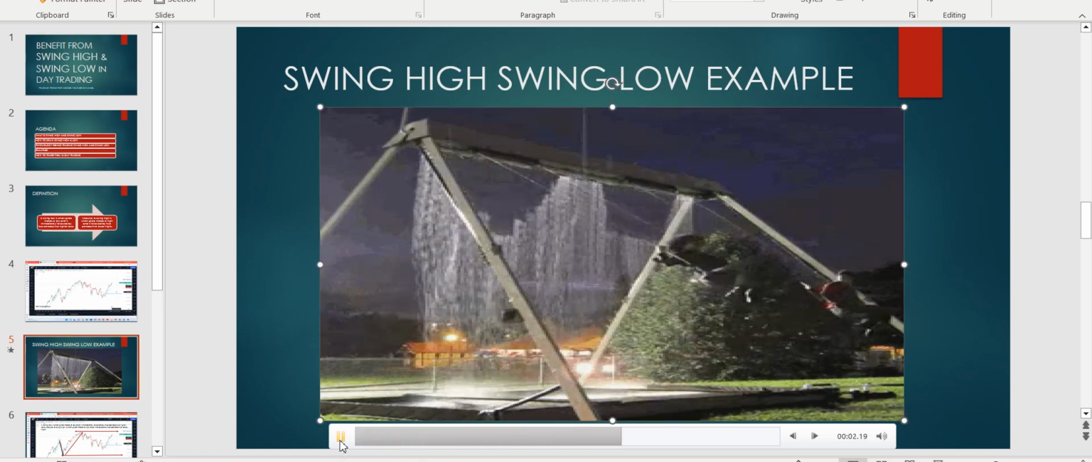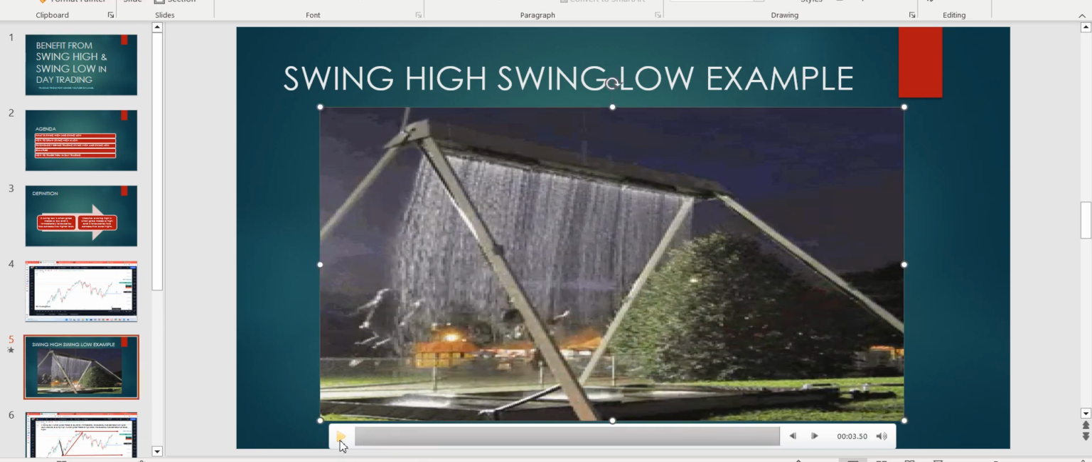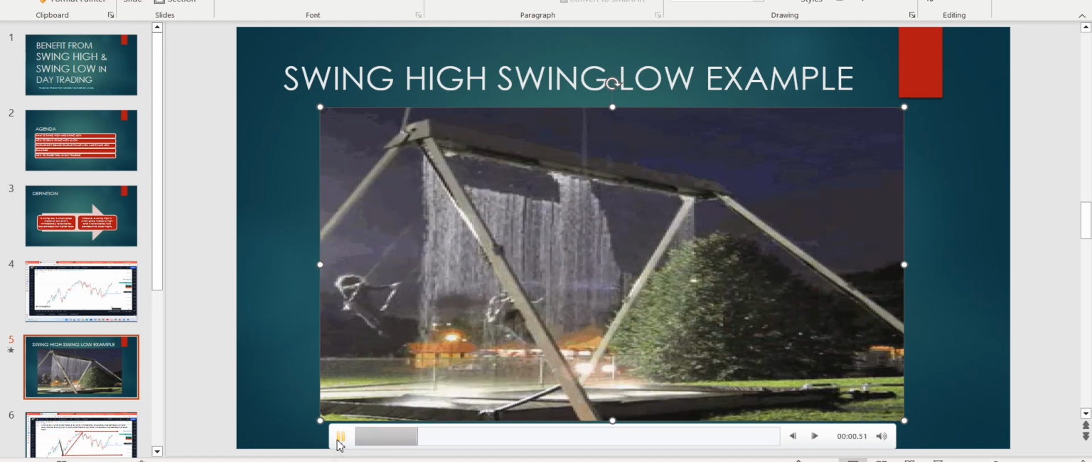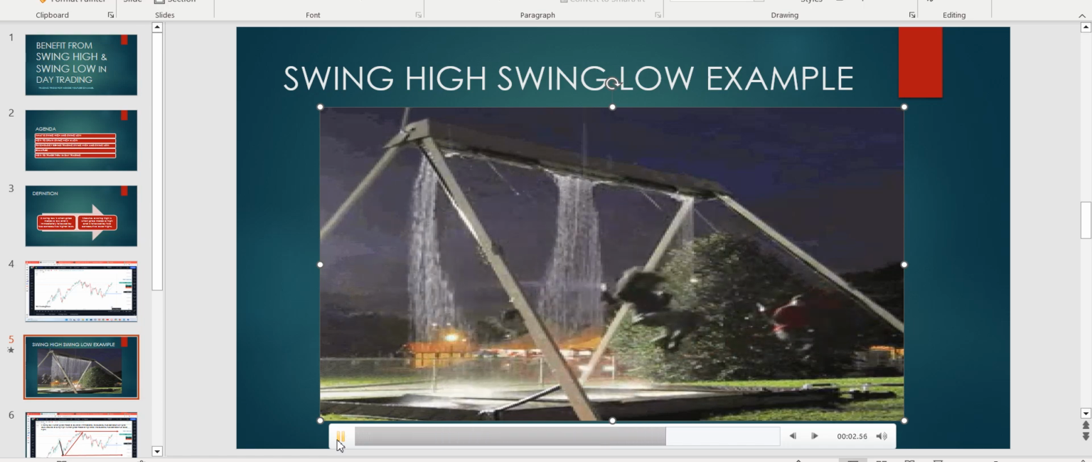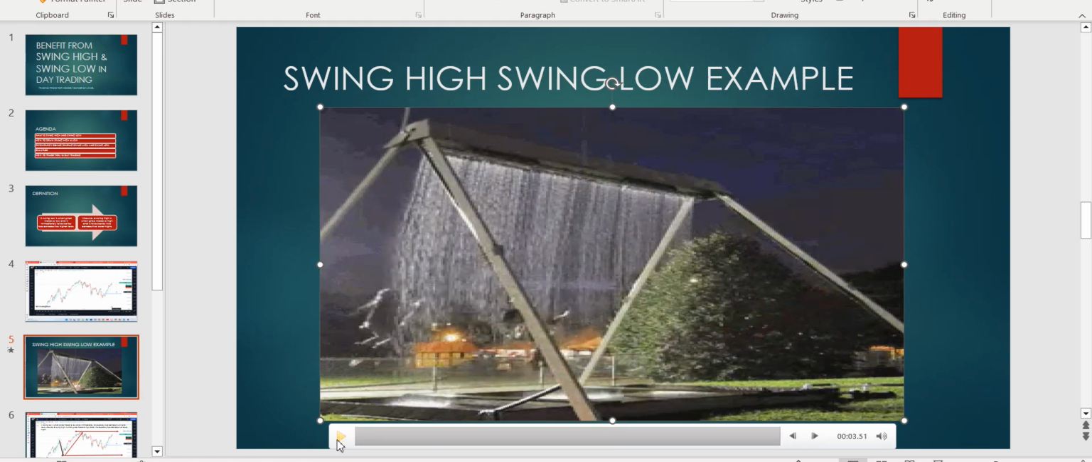Everybody knows about swings, and if you compare this swing to the swing high and swing low in the charts, it would be very easy to understand. For example, these two persons are moving the swing from one place to another place from their starting point. See here, from one place to another place, with their maximum effort they are moving the swing. So apply this to the charts.